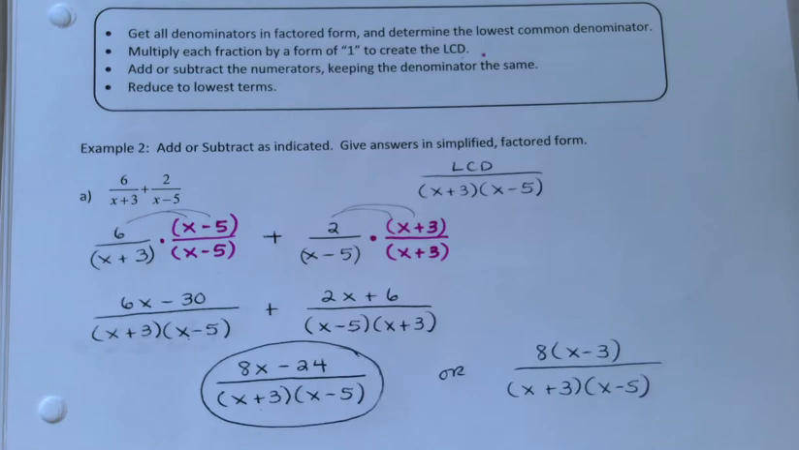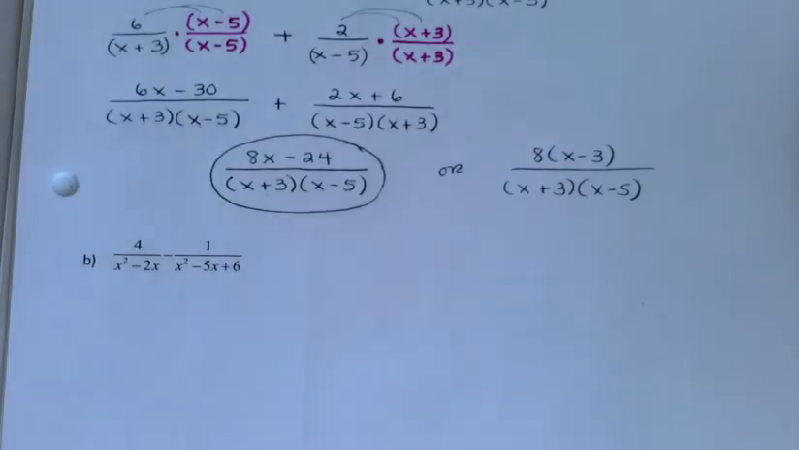But generally speaking, if I can already see that I'm not going to be able to divide anything out, I usually don't bother with the factoring, and I usually just leave it like that. But either answer would be acceptable. All right, try another one here.